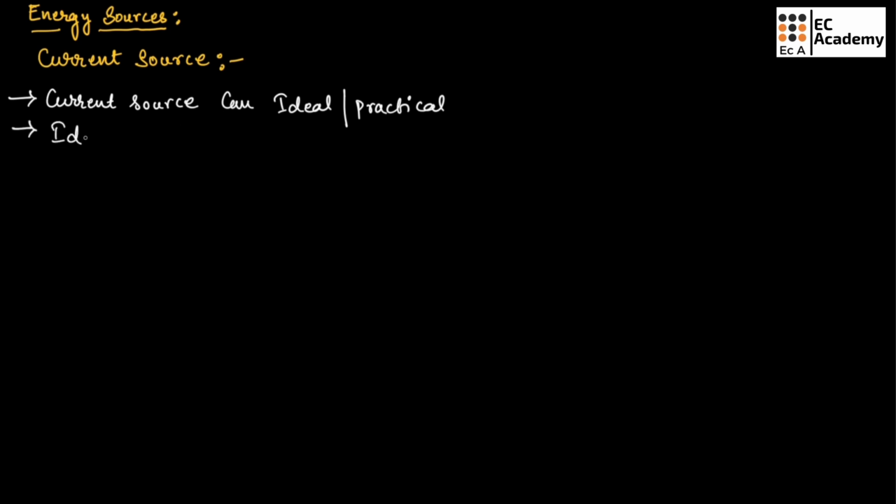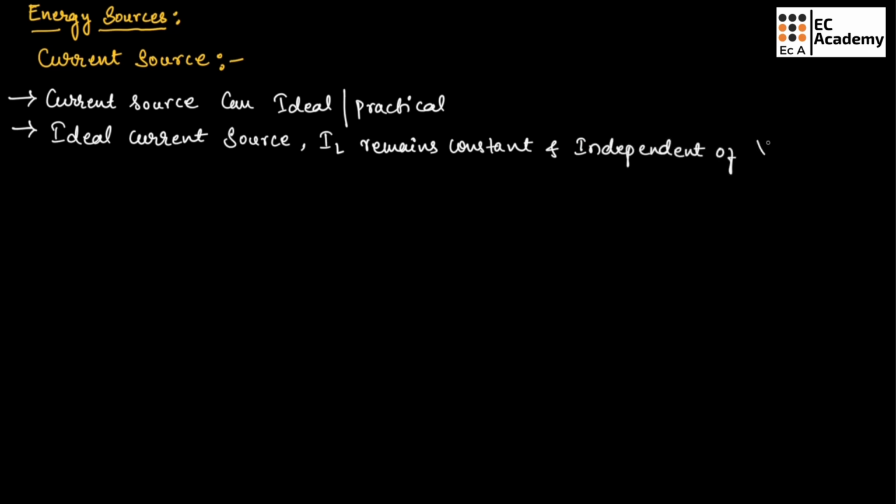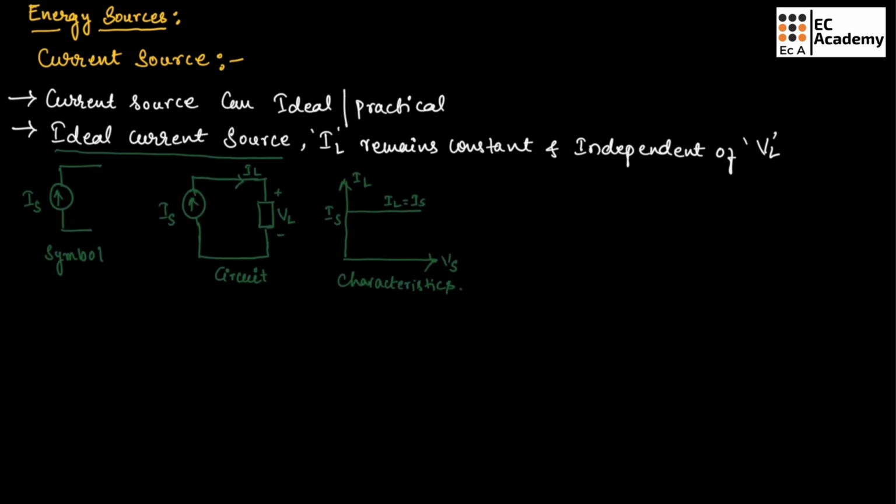In an ideal current source, the current IL remains constant and it is independent of the voltage VL. This is the symbolic representation of an ideal current source, and this is how we can use an ideal current source in a circuit. In this circuit, Is is the ideal current source, IL is the current flowing through the circuit, and VL is the voltage across the load.